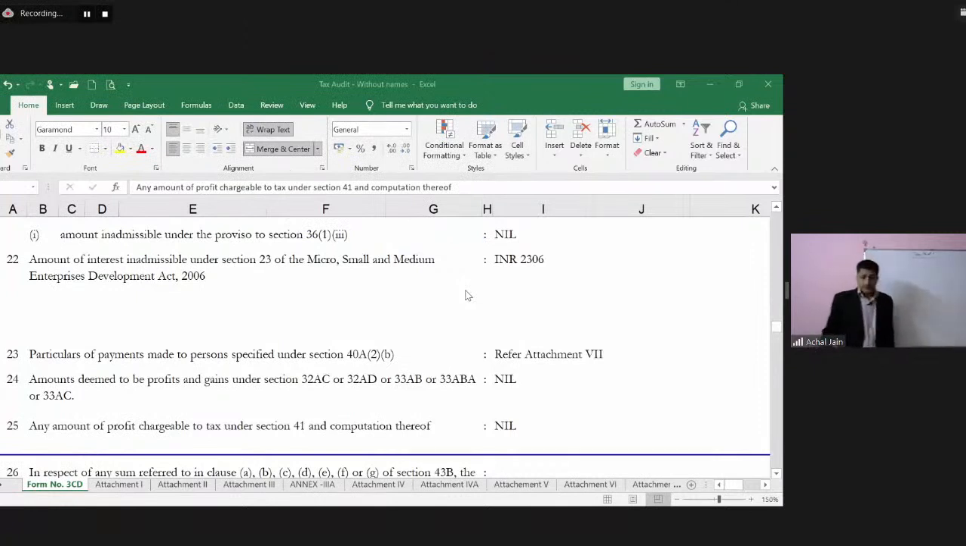Hi. So moving on to the next clause now. Clause number 23. Particulars of payments made to persons specified under section 40A(2)(b). So let's understand this requirement by looking at this annexure.